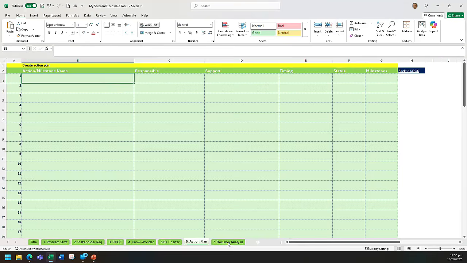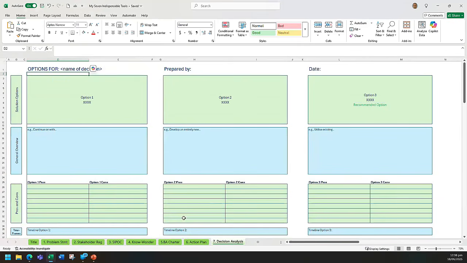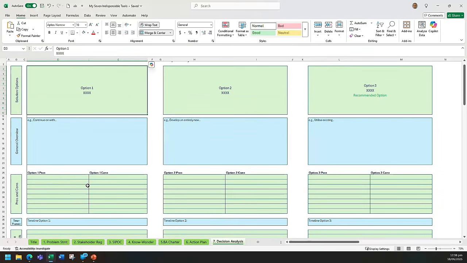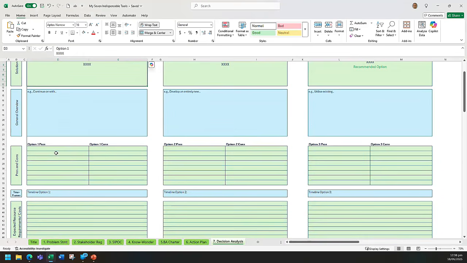So the final one is the decision analysis tool. This one is for when you've got to make a decision. It can be a big decision, or a little decision, not everything's earth shattering, but sometimes if you can sit down and work through it, you can say, well, option one is we do nothing, we just go with the status quo. What's the general overview of that? What does that look like? What are the pros and cons of that? It's generally quite cheap in the short term, could be more expensive in the long term.